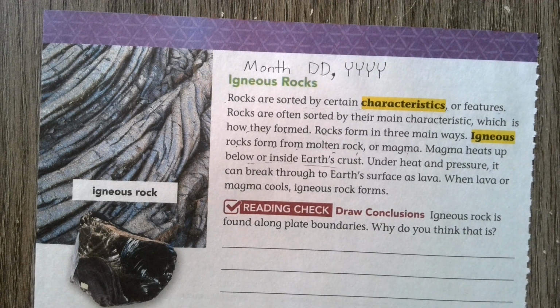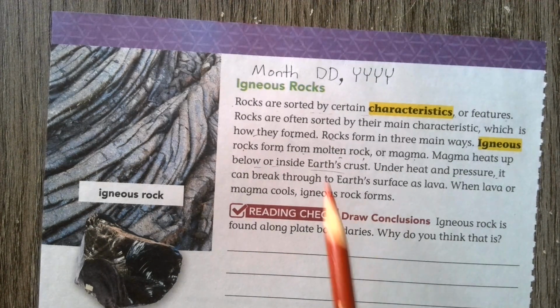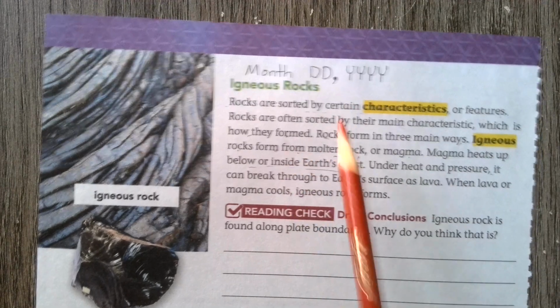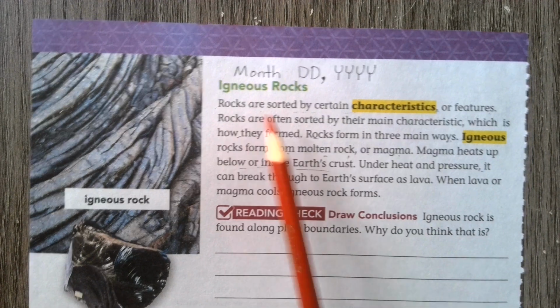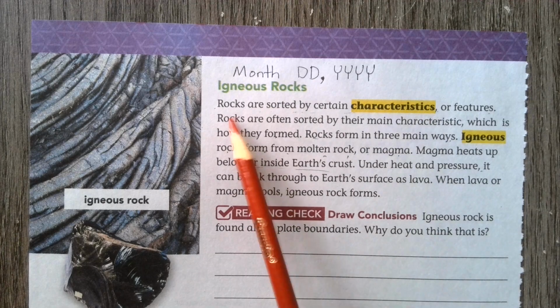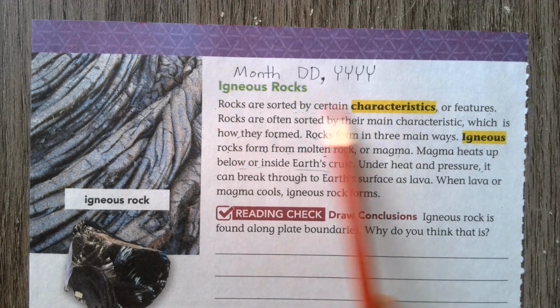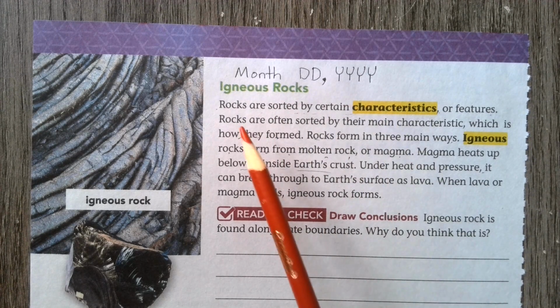So before I move on, I'm going to go back and reflect. Rocks are sorted by different characteristics. Okay, and that makes sense. A lot of things in nature are sorted by their characteristics. We sort animals by their characteristics, such as mammals, fish, amphibians, and reptiles. So that makes sense that rocks are sorted by certain characteristics.